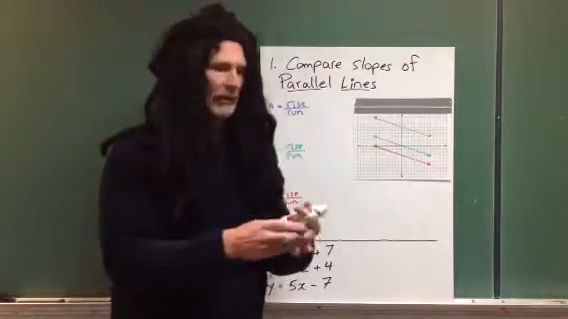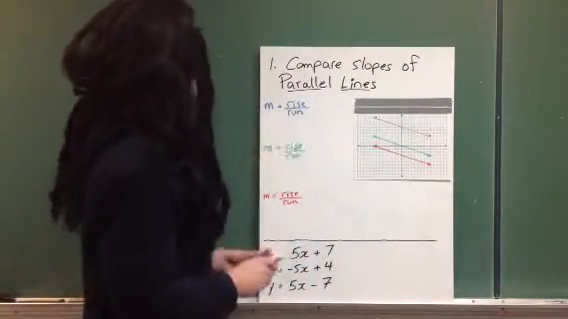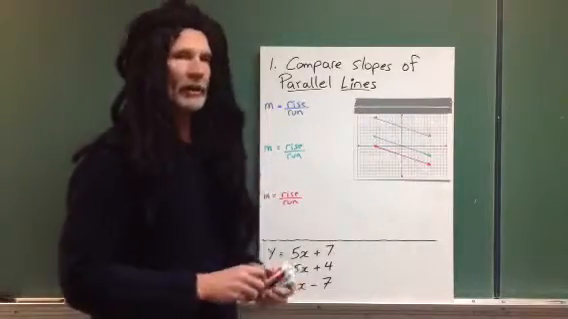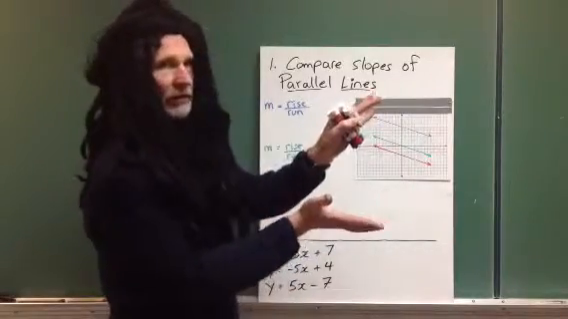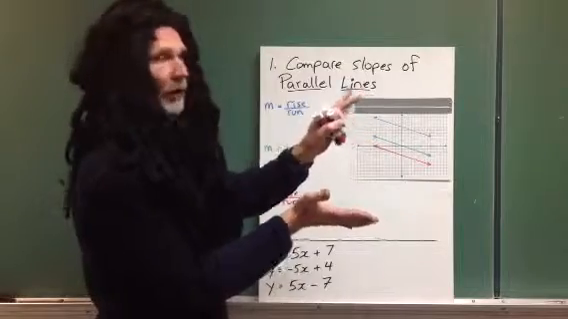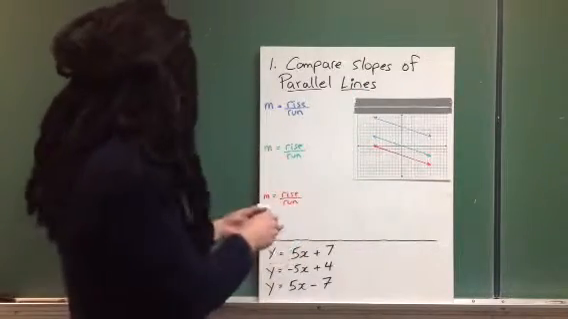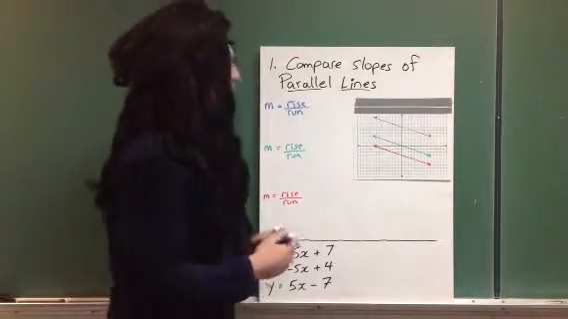Okay, first let's look at some parallel lines. Compare the slopes of these parallel lines. You'll see all three of those are parallel lines. That means they don't come together, converge, or go apart, diverge. They stay equidistant apart.